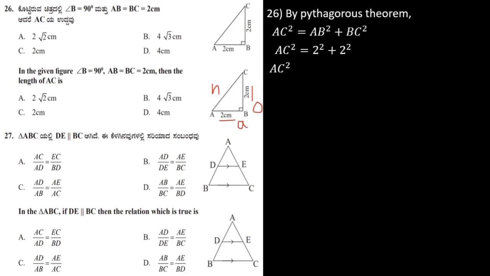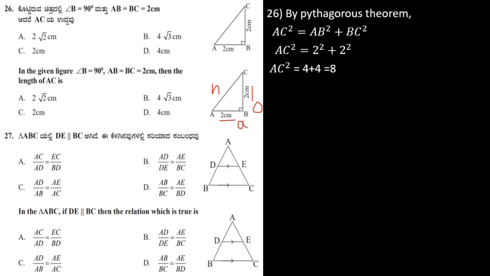26th one, in the given figure, angle B is equals to 90 degree, AB is equals to BC is equals to 2 centimeter, then the length of AC is? Here they gave a triangle and we have 2 sides also equal, that is 2 centimeter, 2 centimeter. We need to find out hypotenuse, so we will use Pythagoras theorem formula. That is AC square is equals to AB square plus BC square. We have the values, we will substitute, we will get AC square is equals to 2 square plus 2 square. What is the 2 square value? It's 4. Therefore, we will get AC square is equals to 4 plus 4 is equals to 8.